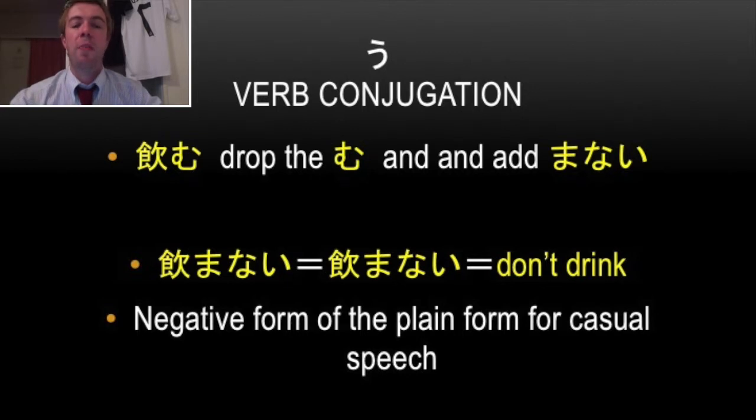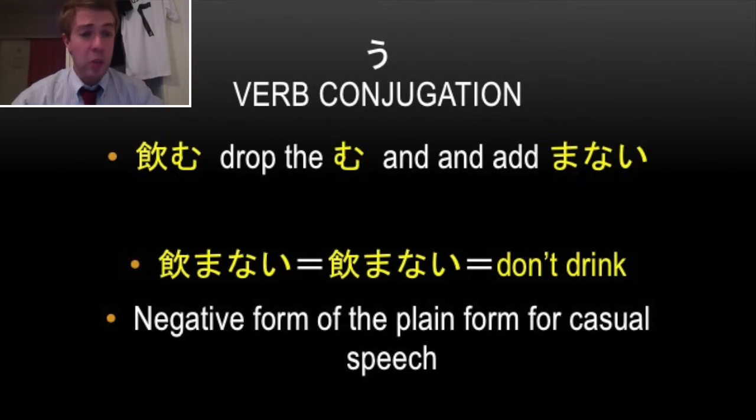Okay, so we have the plain negative form. So once again, we're changing that mu. We're changing it to ma this time. Nomanai. Again, the negative plain form is for casual speech. So yeah, this is what we're going to be using with our friends.